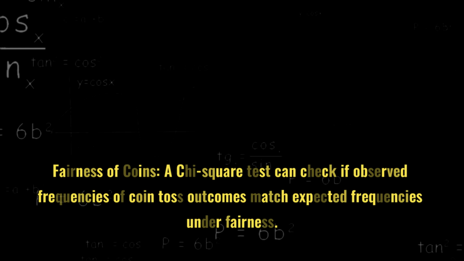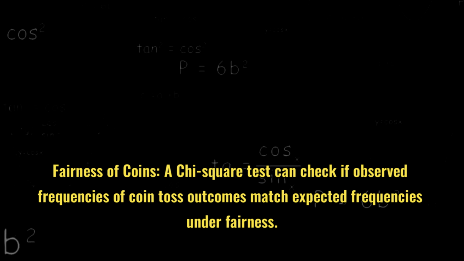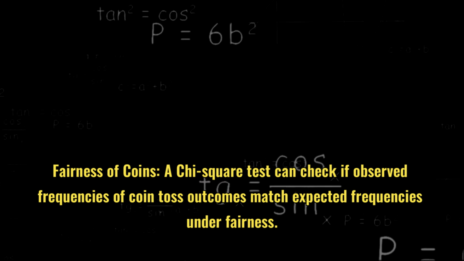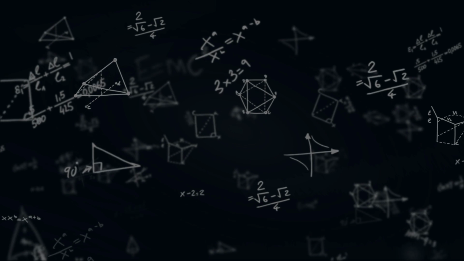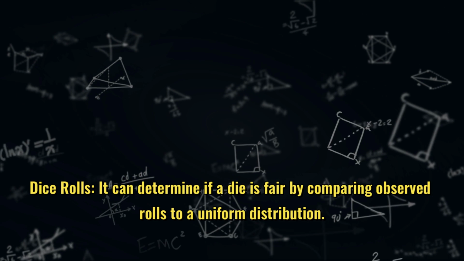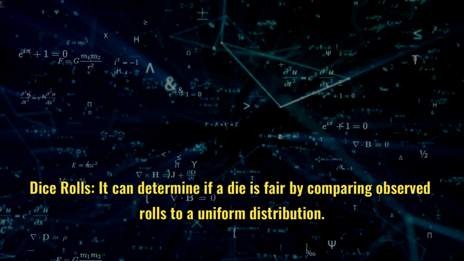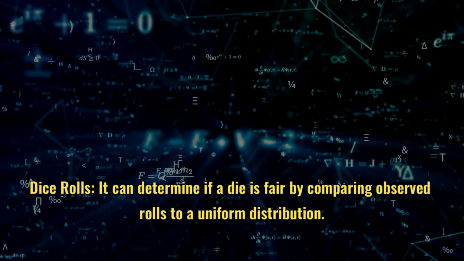Fairness of coins: a chi-square test can check if observed frequencies of coin toss outcomes match expected frequencies under fairness. Dice rolls: it can determine if a die is fair by comparing observed rolls to a uniform distribution.